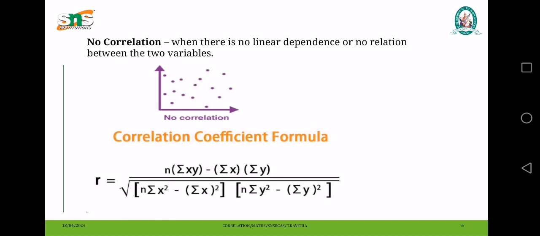Correlation coefficient formula. This is the formula for the correlation coefficient. r is equal to n into summation of xy minus summation of x into summation of y, divided by root of n into summation of x square minus summation of x the whole square, into root of n into summation of y square minus summation of y whole square. The other formula is summation of x minus x bar into y minus y bar, divided by n into sigma x and sigma y.